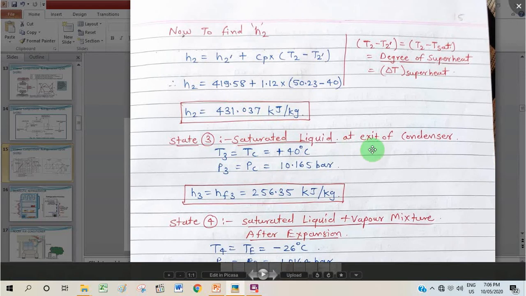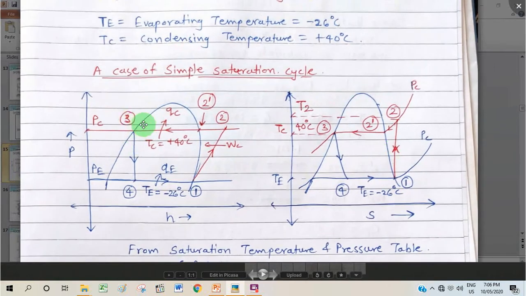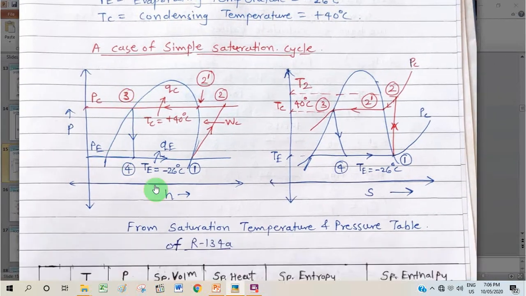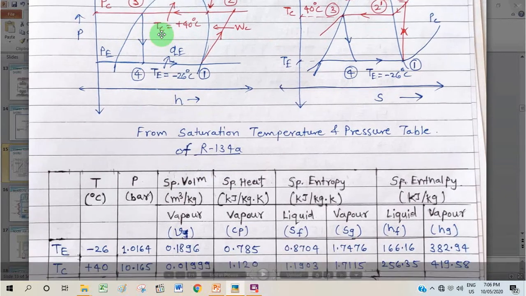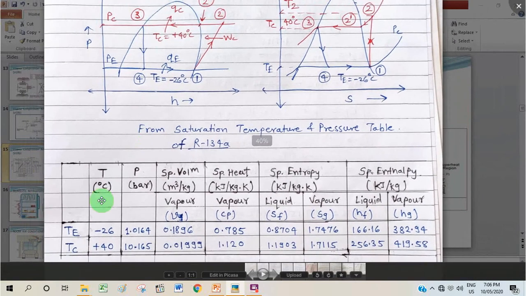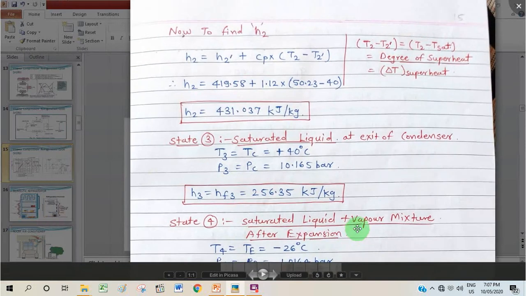So state 3 is the saturated liquid at the exit of the condenser. Look at this diagram, state 3 saturated liquid, so directly coming here, the values are directly available. Come to the temperature of plus 40 degrees Celsius here, and the state is liquid. Now we need only the enthalpy of liquid. So plus 40 degrees Celsius and enthalpy of liquid 256.435. So this value we obtained and wrote down, H3 equal to HF3, F for saturated liquid, 256.35.